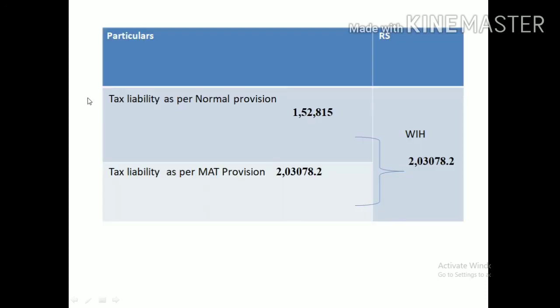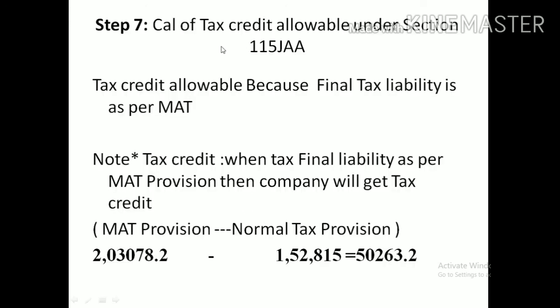Then please observe, as per normal provision 1,52,815, then as per MAT provision 2,03,078.2, whichever is high, as per MAT provision. Yes, in this case the company can claim the tax credit. Okay, see how. Here, the company can avail the tax credit because the final tax liability is as per MAT provision. So, how to calculate tax credit here? That is MAT provision tax minus normal tax provision.